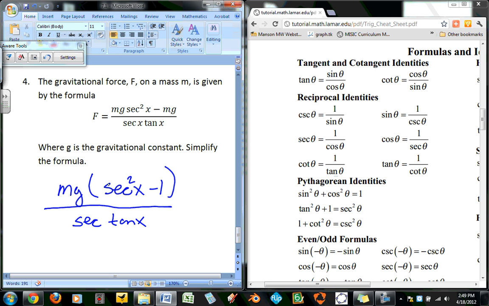So instead of this, we're going to rewrite it. We're going to take this secant squared x minus 1, because that's complicated, and we're going to write tangent squared instead. That's good because now I have mg tangent squared x over secant x, tangent x.